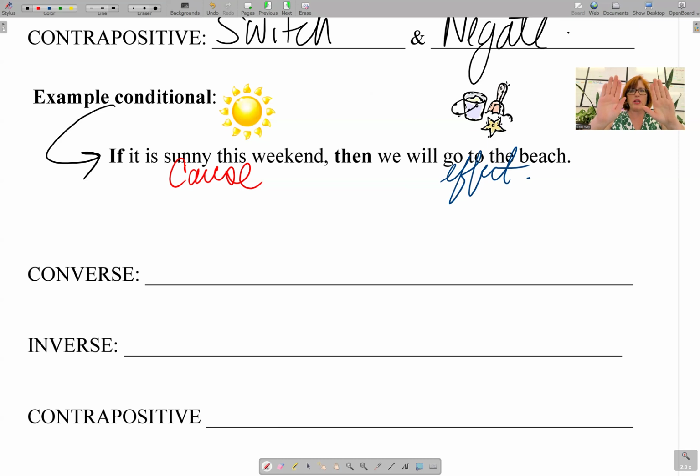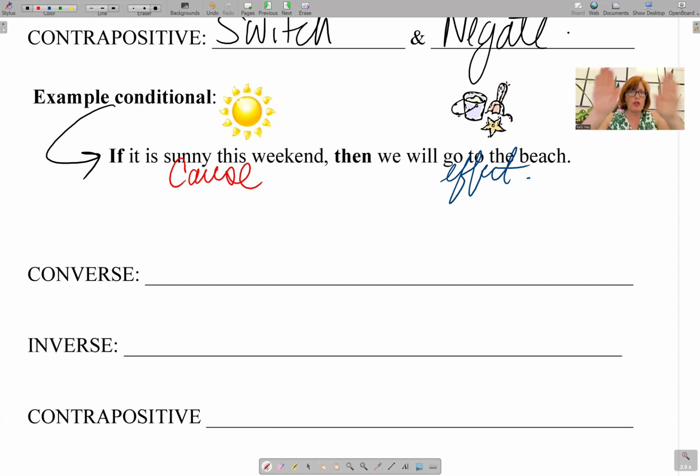Follow along with the hands, please. The original: if it is sunny, then we go to the beach. Inverse, negate. So inverse, flip, I call it, or say the opposite. If it is not sunny, then we won't go to the beach. That's inverse, flip. Contrapositive, switch and flip. If we don't go to the beach, then it's not sunny.